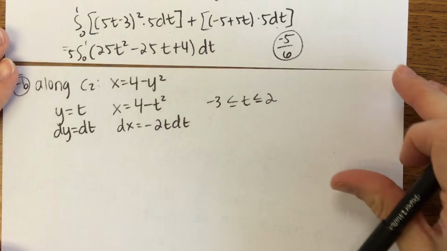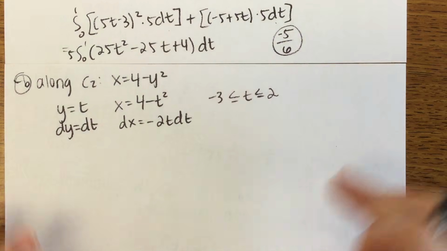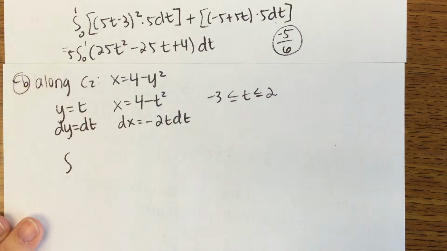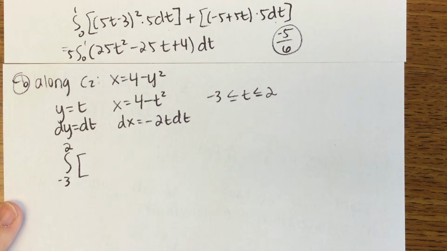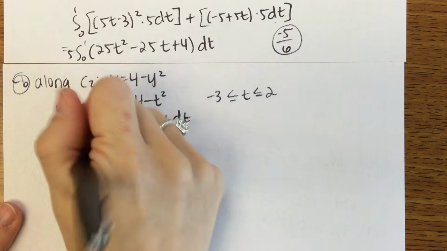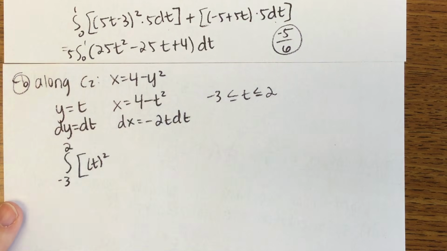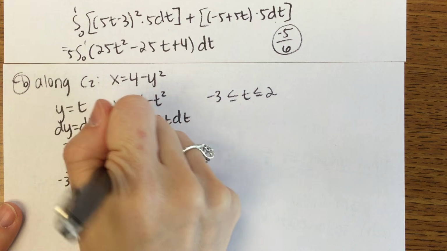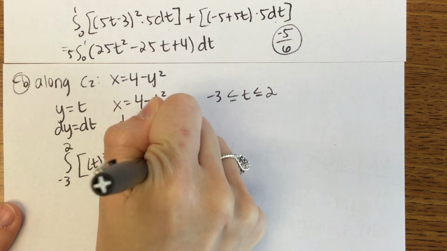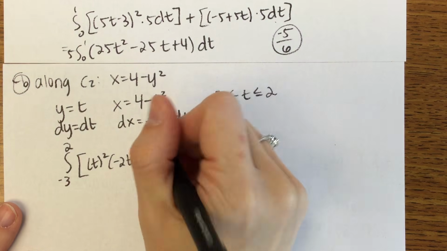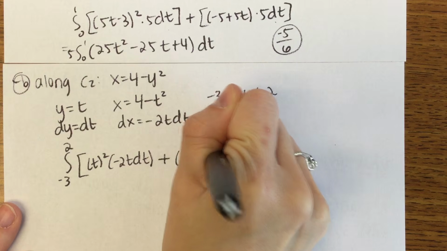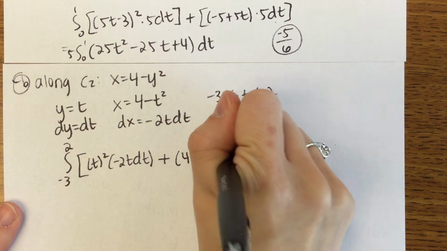Okay, so now we can plug all this into our line integral. We will be integrating from t equals negative 3 to t equals 2. So we have y squared, so t squared, and then dx, so negative 2t dt, plus x, so 4 minus t squared, dy, which is dt.